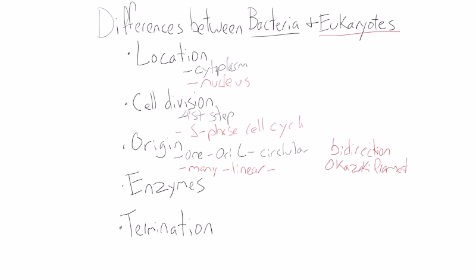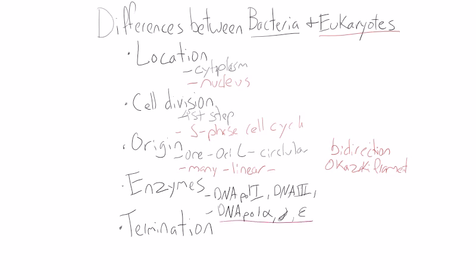Also, for enzymes, prokaryotes, again, use DNA polymerase 1, which replaces the RNA primer, and DNA polymerase 3, which lays down the leading strand. Eukaryotes are a little different and a little more complicated. Eukaryotes use DNA polymerase alpha, delta, and epsilon.